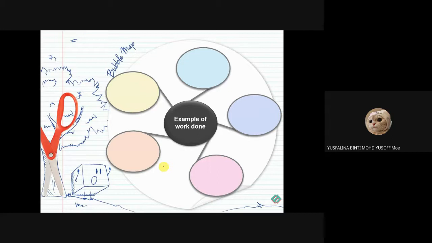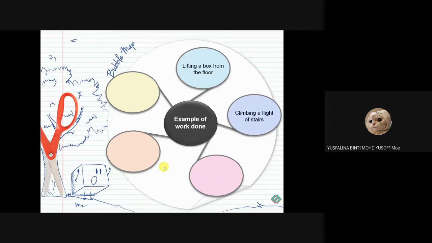Okay, examples of work done. The first one, lifting a box from the floor. Just the same as the weight lifting just now. The force is going upward and the direction of the movement of the weight is also going upward. So the same direction, right? That means there is work done.